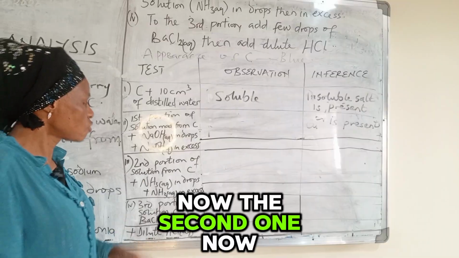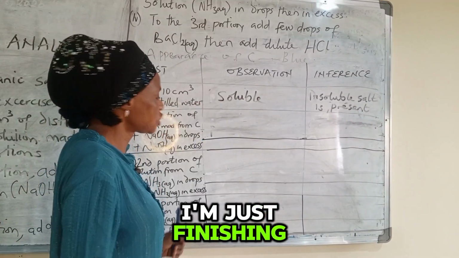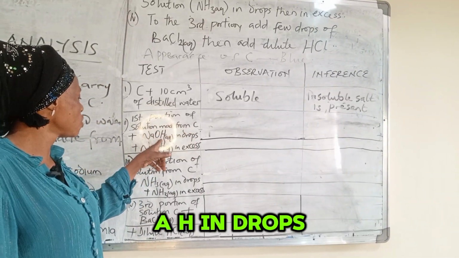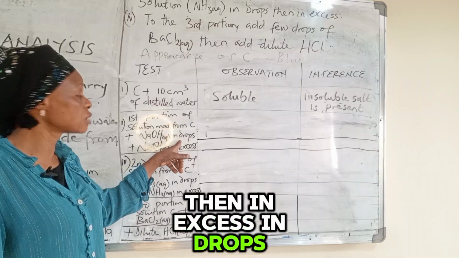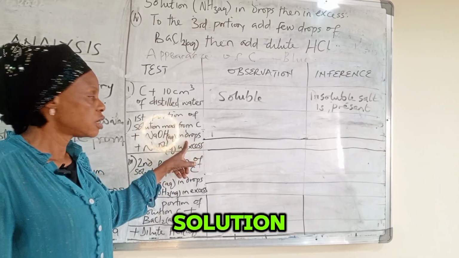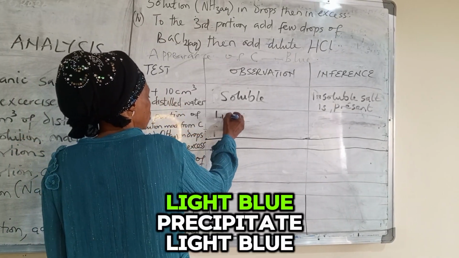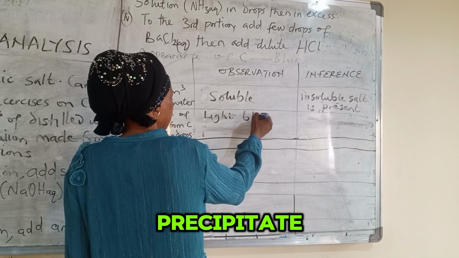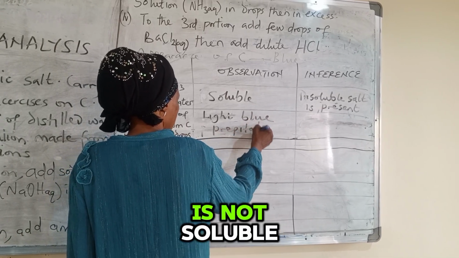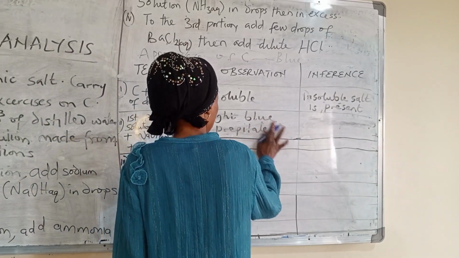Now, the second one. I'm just finishing it up. The first portion of solution made from C plus NaOH in drops, then excess. In drops, what you need to observe is whether there is precipitate or whether there is clear solution. Now, what we will get is light blue precipitate. Precipitate is because it is not solid. Set it down, you see some particles. Precipitate.